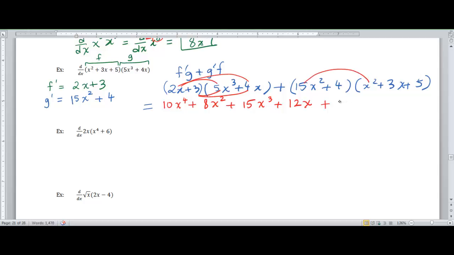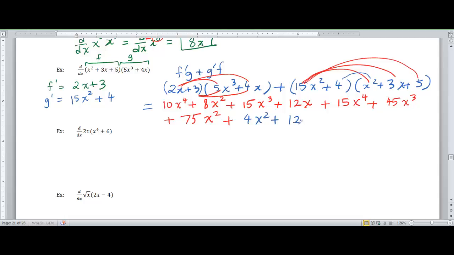Now this part: 15x to the fourth plus 15 times 3 is 45x to the third plus 15 times 5, which is 75x squared, plus 4x squared plus 4 times 3, 12x plus 20. It's a good idea to check the terms. There were 2 and 2, so that's 4 terms, and 2 and 3, so that's 6 terms. So I should have 10 terms. 1, 2, 3, 4, 5, 6, 7, 8, 9, 10.